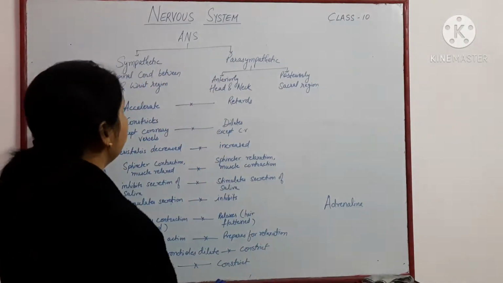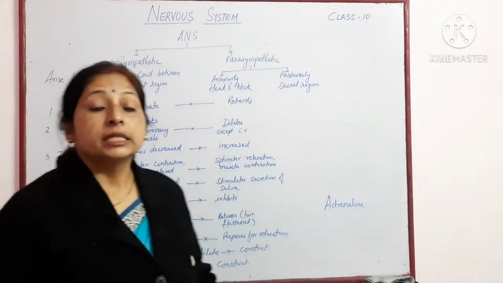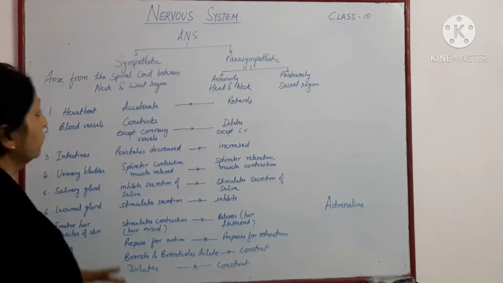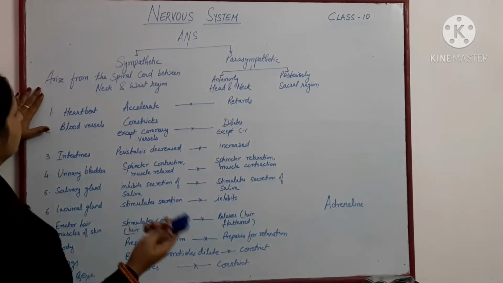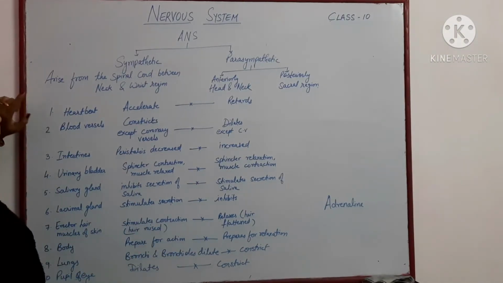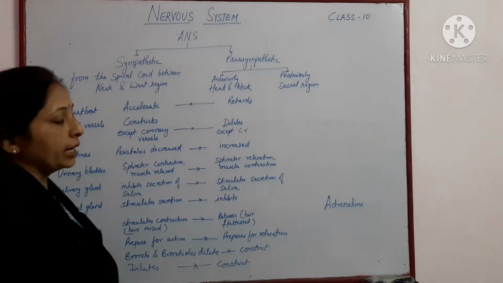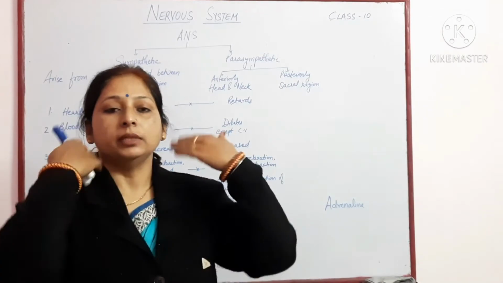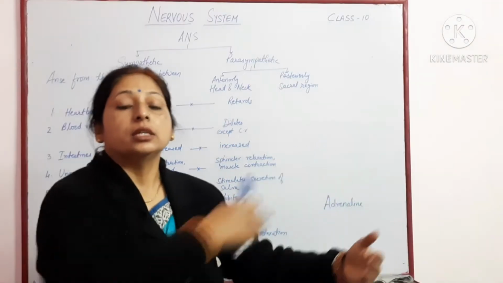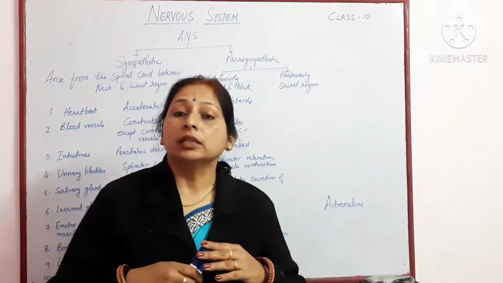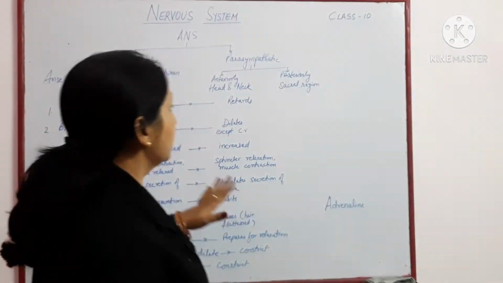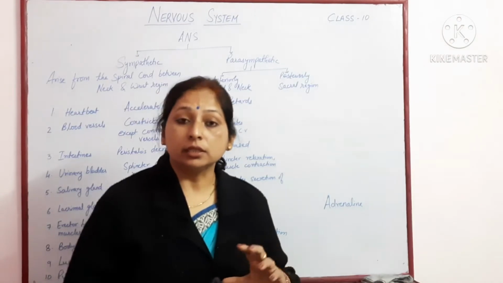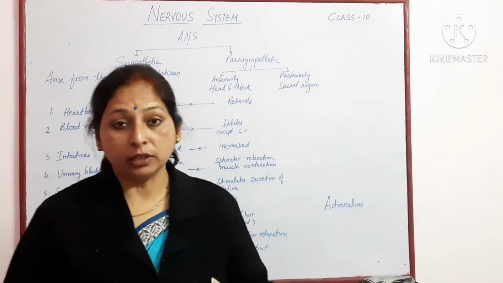One is the sympathetic nervous system, second is parasympathetic. The location of the sympathetic nerve cords: it arises from the spinal cord between the neck and the wrist region. This complete region, the neck and wrist region, is controlled by the sympathetic nerves. Parasympathetic nerves are present in two different locations.